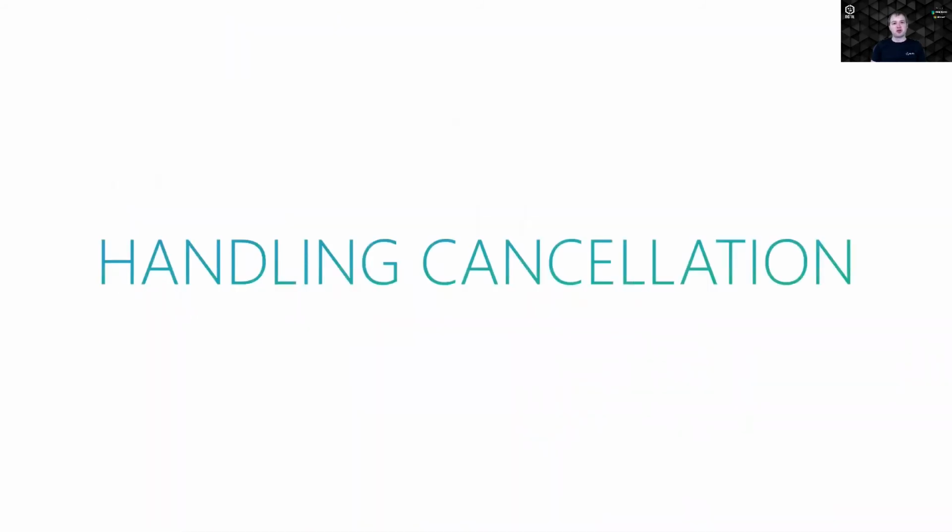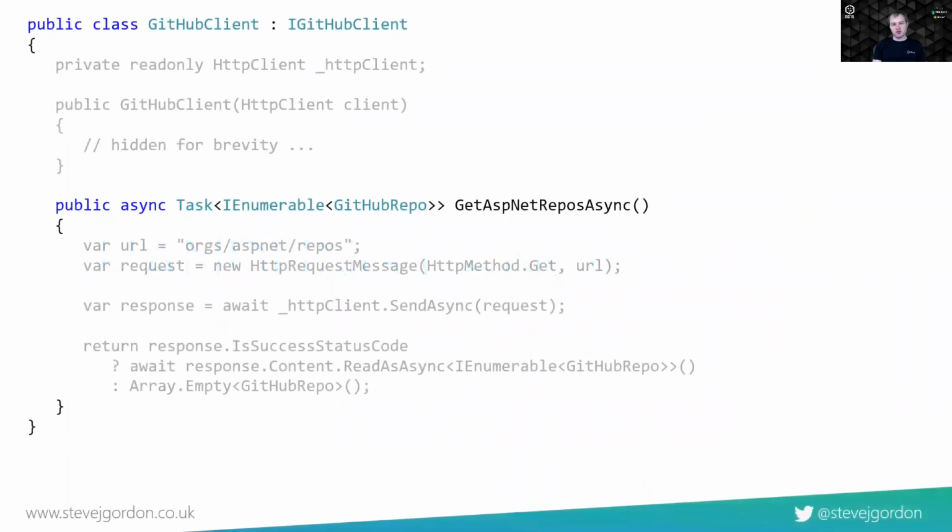Another thing I want to touch on is this idea of handling cancellation. This is another way to avoid workload in your system that you don't want to be doing. If we look at our HTTP client typed client here, we're taking this request that we're sending asynchronously, but we've not got any way to cancel it. And with tasks and async, the good practice is to use the cancellation token concept as a way of avoiding doing work when someone no longer needs it.